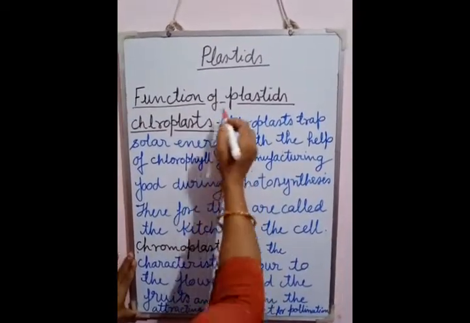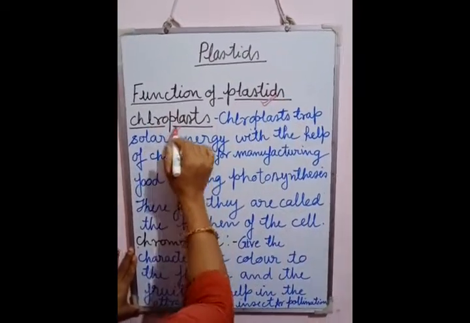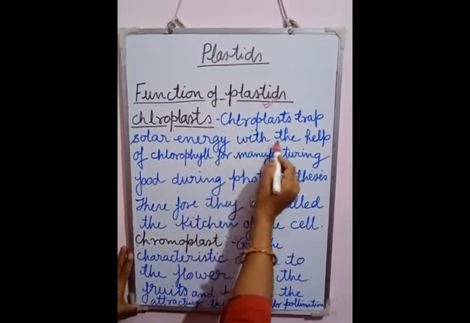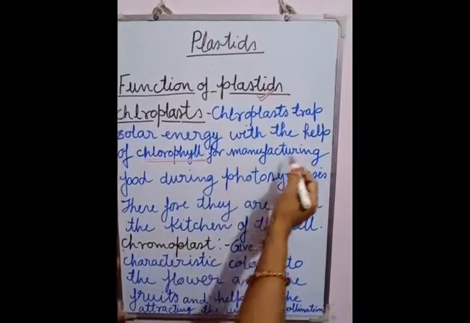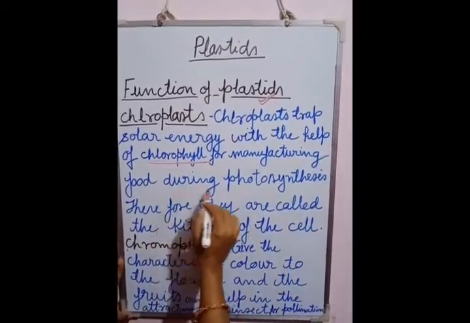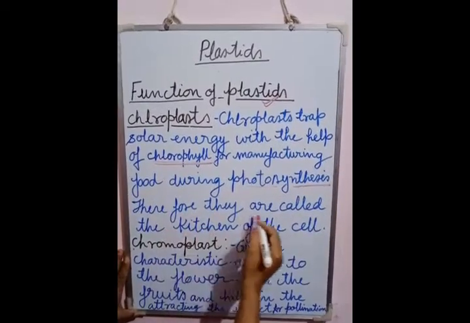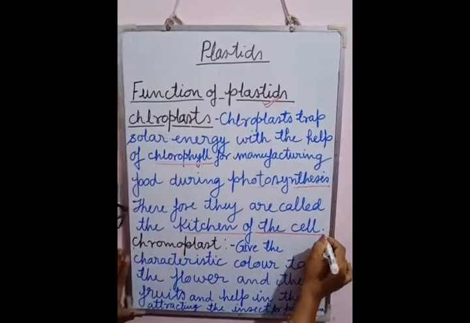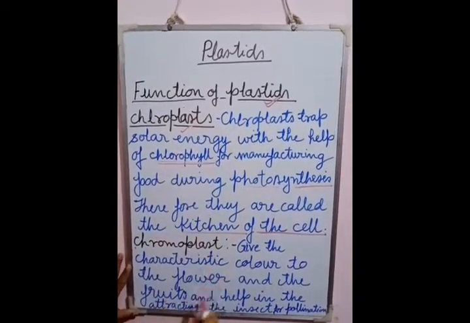Now come to the topic, function of the plastid. Chloroplasts trap solar energy with the help of chlorophyll for manufacturing food during photosynthesis. Therefore, they are called the kitchen of the cell. So, this is the function of the chloroplast.